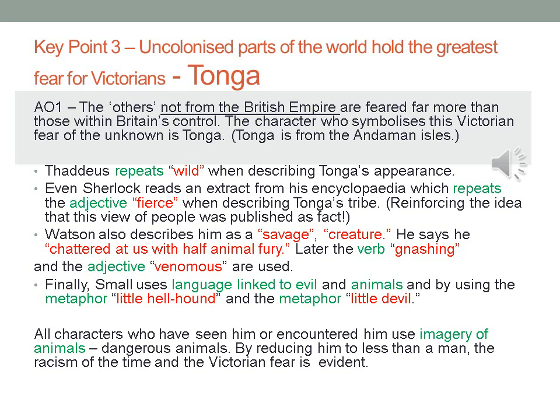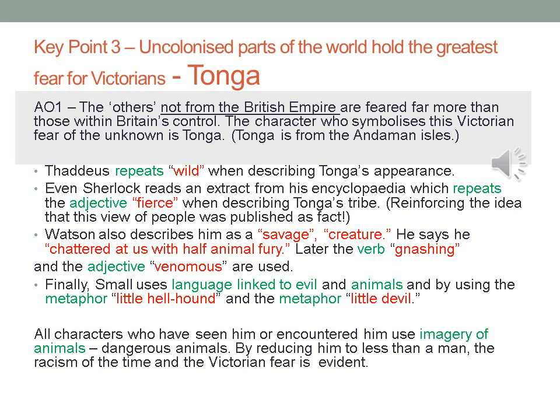Now, various characters see Tonga and they all describe him in the same way. Thaddeus repeats the adjective wild when describing Tonga's appearance. Sherlock reads from his encyclopedia and repeats the adjective fierce when describing Tonga's tribesmen. Watson described him as a savage and a creature and he says that he chattered at us with half animal fury. He uses the verb gnashing and the adjective venomous. And Small uses language linked to evil and animals by using the metaphor little hellhound and little devil.